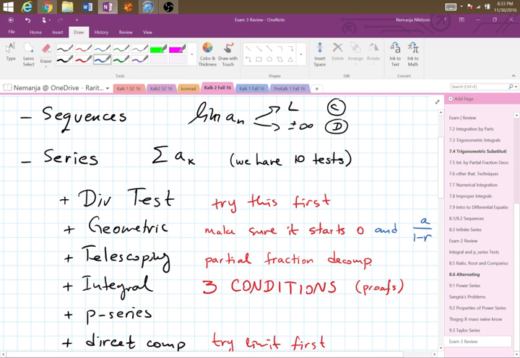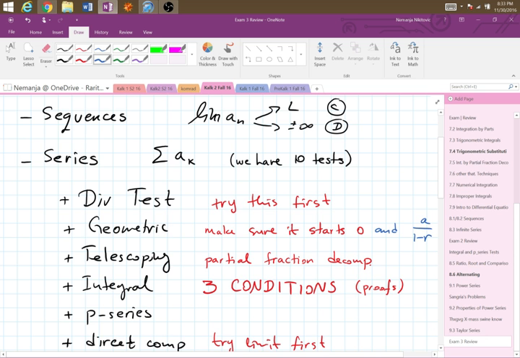It will be printed on paper. Bring your pens and pencils. No graphing calculators. And is there anything else? Memorize the sheet. Make sure you know all of them. You guys have 10 tests for series and 1 for sequence, which is the limit test. Which one do you start with? Divergence. You check every single problem with divergence.